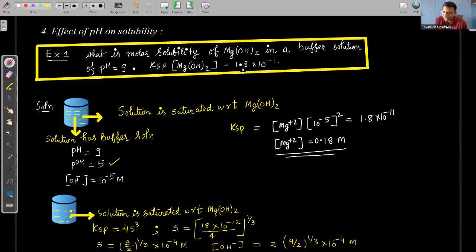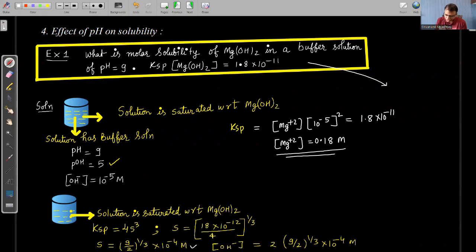And from there, if I simplify and solve this value, definitely that value will be less than 0.18, because if this buffer solution is not there, and if I am solving the solubility, already I have solved here, if I am saying that solution is saturated only with respect to magnesium hydroxide, then solubility is of the order of 10 to the power minus 4.